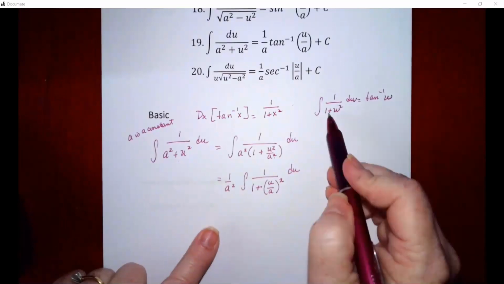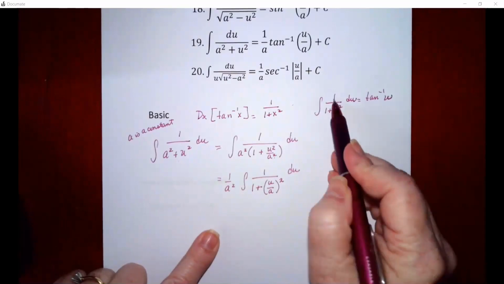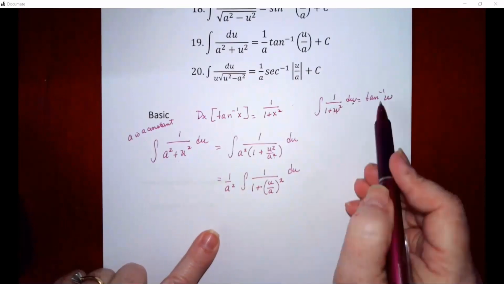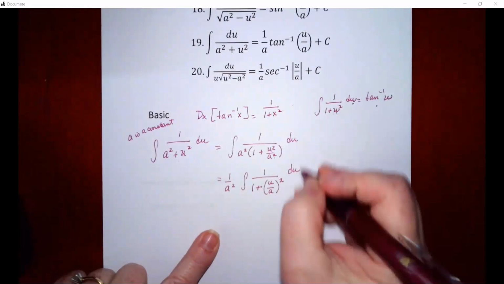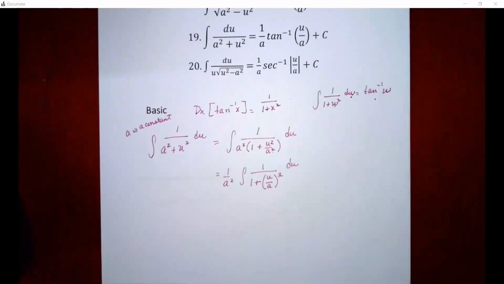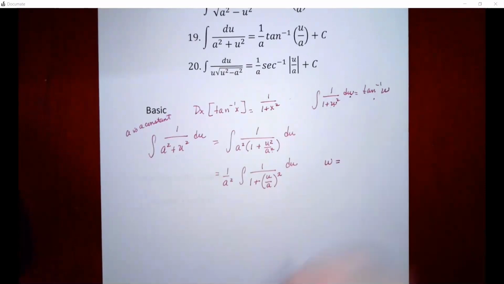But if we have 1 plus a variable expression squared in the bottom and just a 1 times the differential in the top, that's an arctangent. So I'm going to do a substitution, but don't think that it always has to be a U substitution, because I already have U in my problem. I can call my new variable whatever I want to. I'm going to call it W this time.